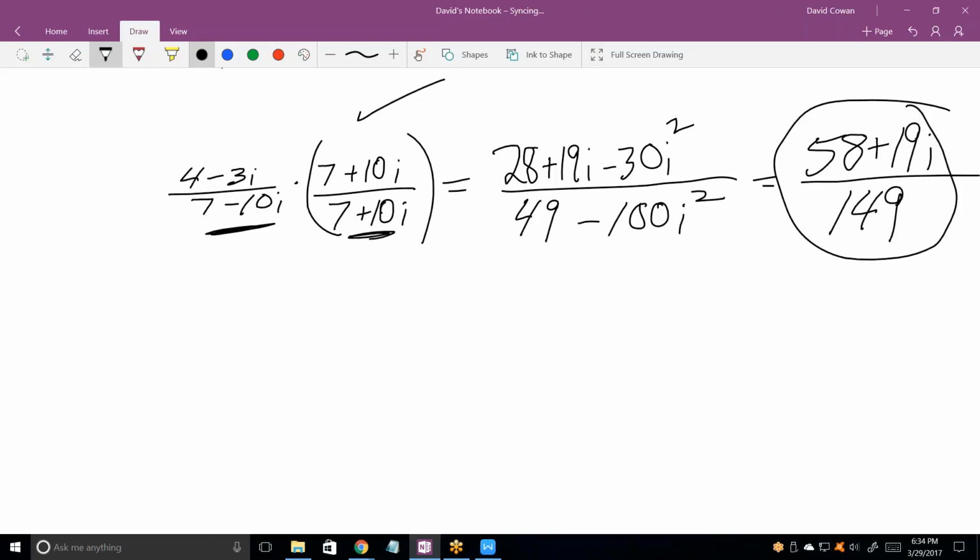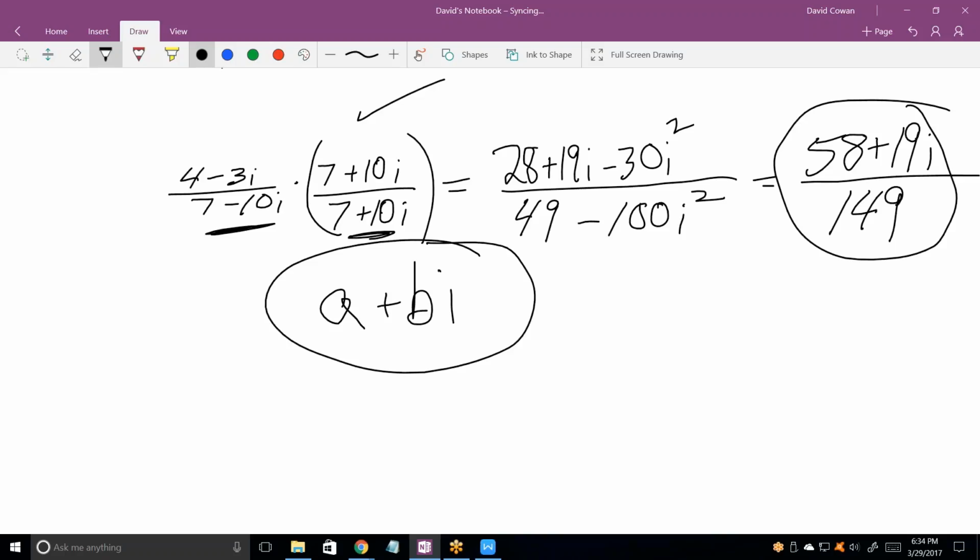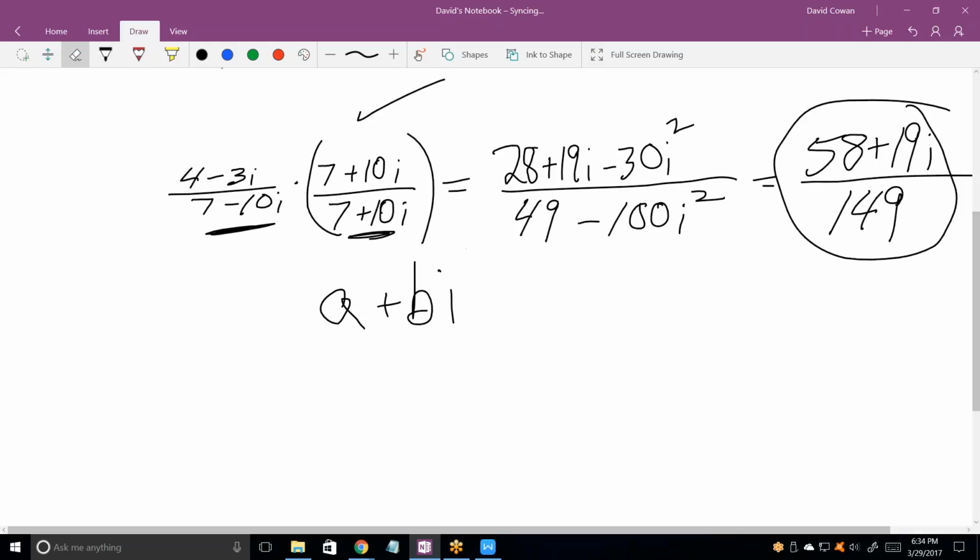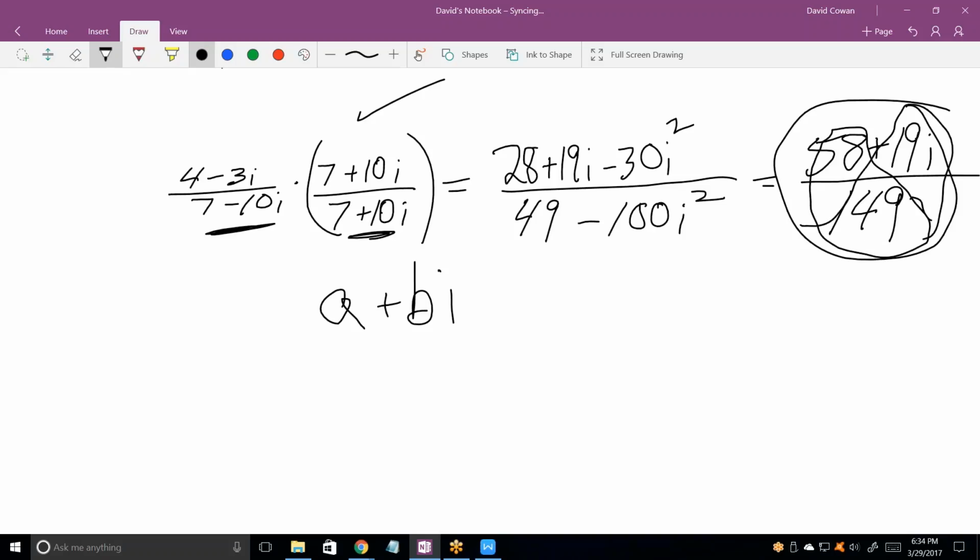Now, there's one possible scenario where that would not be an acceptable answer. And that's if they said, give your answer in proper a plus bi format. This is really the proper format for a complex number, where a is a real number, b is a real number, but this is the real part of the complex number, this is the imaginary part. Okay? So if they wanted this answer in a plus bi format, I would have to separate it into two fractions. That fraction plus that fraction.